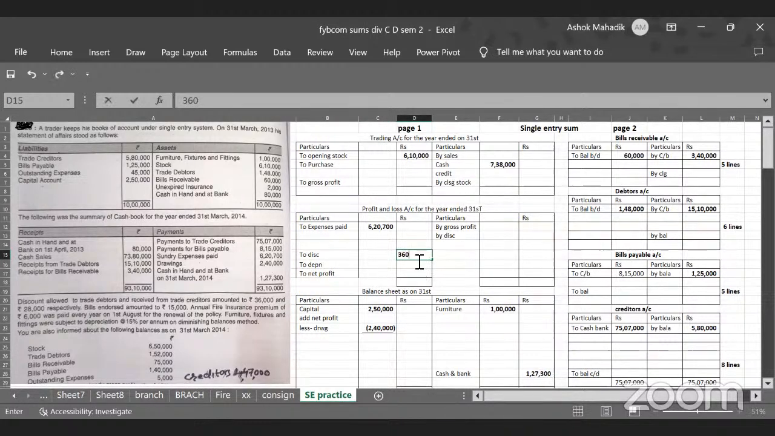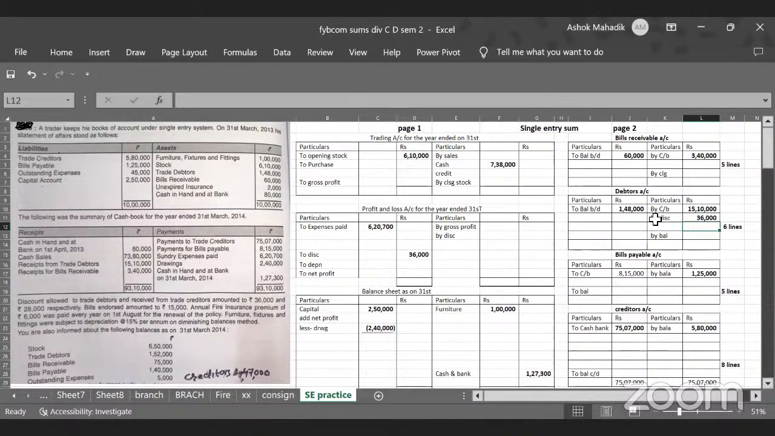So the second effect will go in the debtors account on the opposite side by discount. How much? 36,000. It's a very simple way I'm showing you. You follow this, it will be very simple for you to post the items. First post in P&L and then give the second effect in the respective account.